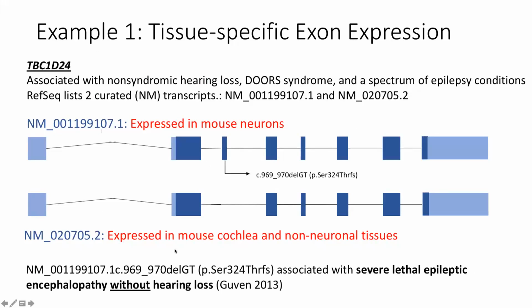There happened to be a frameshift variant that was identified in the literature that was associated with severe lethal epileptic encephalopathy without hearing loss, because it causes a frameshift in this exon that is present in this transcript that is expressed only in mouse neurons and not in mouse cochlea. You could say that we don't have human expression data for this, and that's one of the challenges in the hearing loss field. But this is a pretty good example where transcript curation might be important.